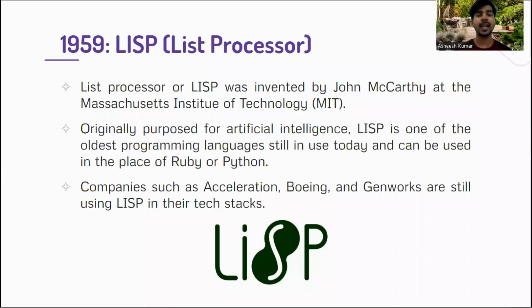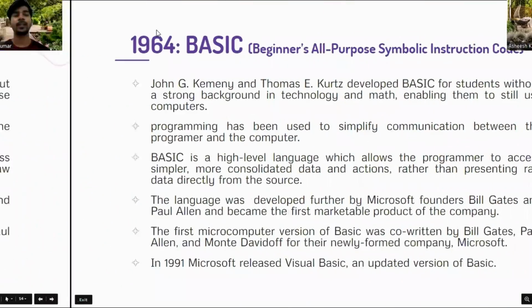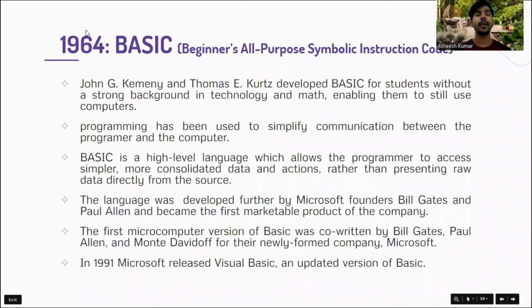Companies such as Acceleration, Boeing, and Genworth are still using LISP in their tech stack. After LISP, the next evolution in programming is BASIC. In 1964, BASIC, Beginner's All-purpose Symbolic Instruction Code, was introduced.